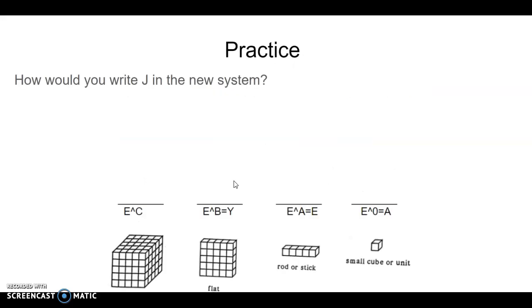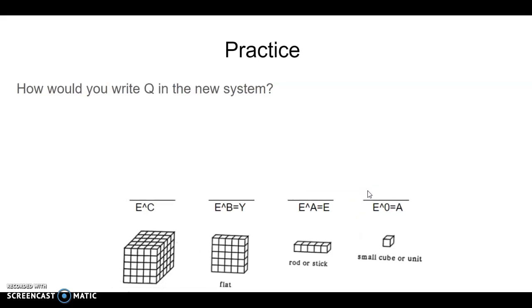So let's go ahead and practice what an J would look like in the new system. So I'd have A, B, E's. So in the E spot, I would need B, E's. Now we have to think about what we want to put in the A spot because it still needs a placeholder. So a placeholder is O because I have O A's or no A's.